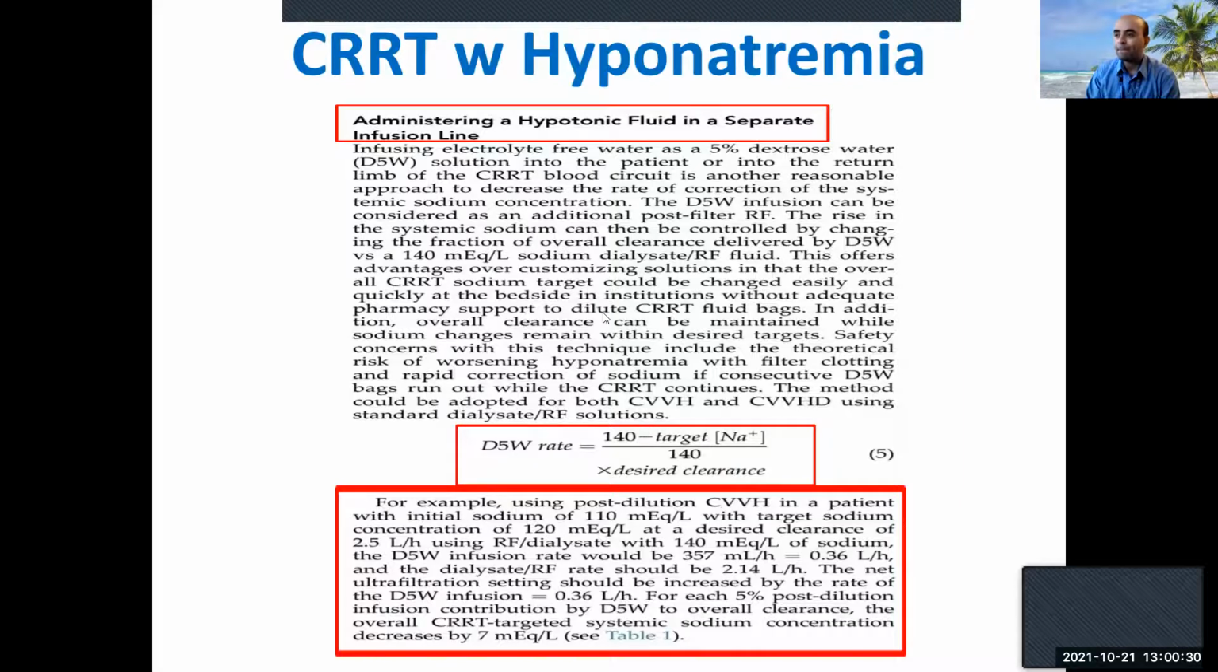I already put it in the first comment on my video on YouTube. This equation I will discuss in the next slide. For example, this patient is 110 and my target is 120 or 116, whatever your target, and you calculate how much D5 water you will give as replacement, 357 by this equation. You should give it after the filter, when the blood returns to the patient. This is just for patients with hyponatremia on CRRT.